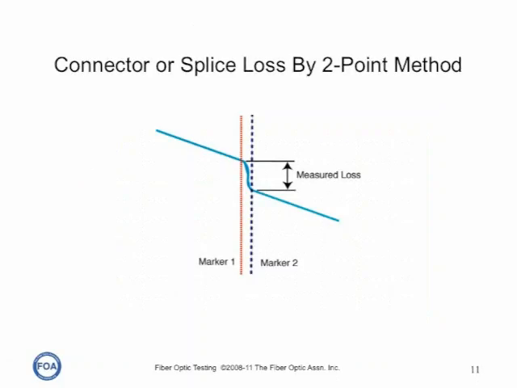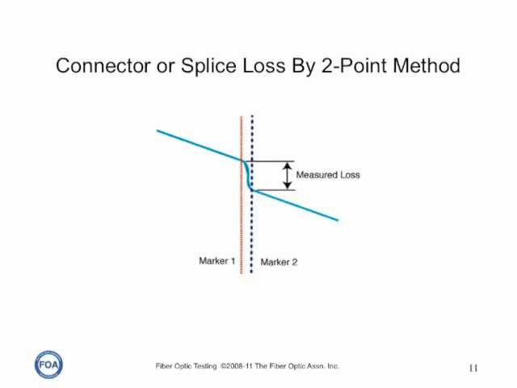We can measure connector or splice loss by the 2-point method too. We just put the two markers on either side of the event. In this case, it looks like a fusion splice. And we can measure the loss between the crossover points on the trace at the two markers.